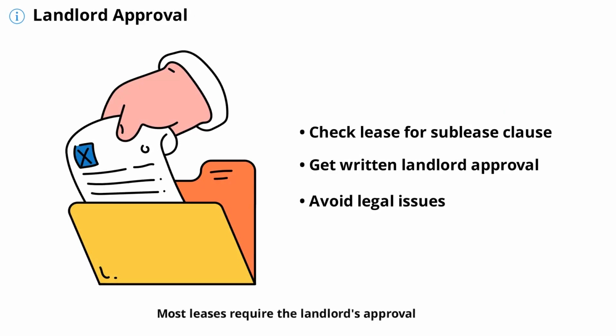Most leases require the landlord's approval before a sublease can take place. This is to ensure that the new occupant meets the landlord's standards and that the property is protected. The original tenant should always check their lease agreement for any clauses about subleasing and seek written permission from the landlord. Failing to get approval can lead to eviction or other legal issues, so it's a crucial step in the process.